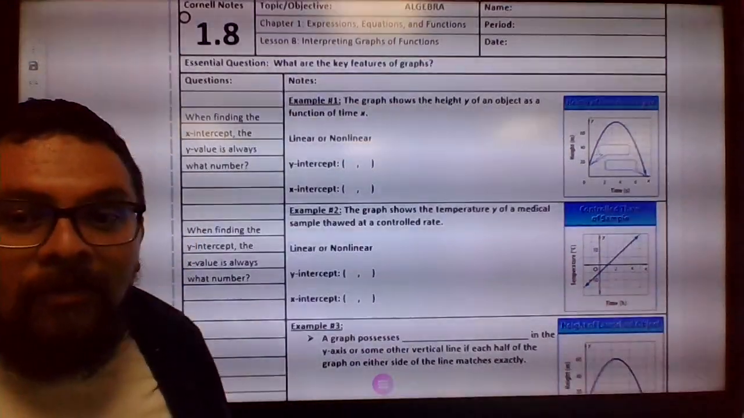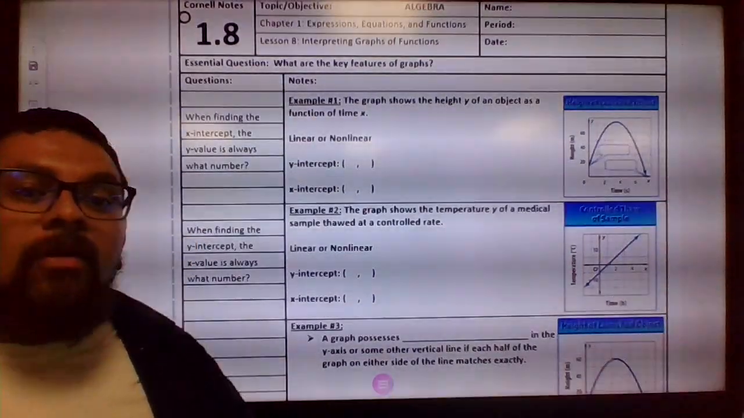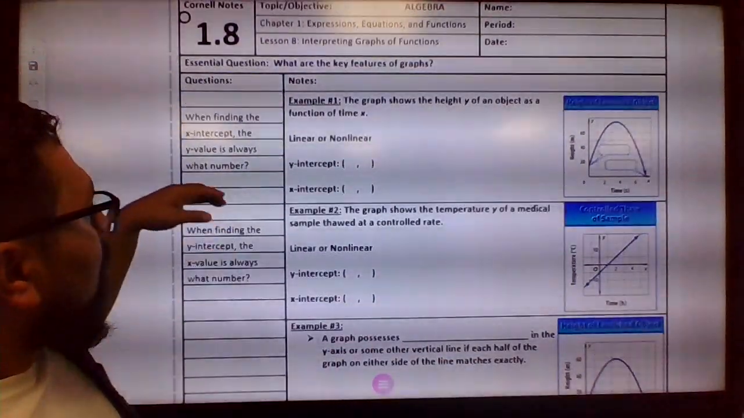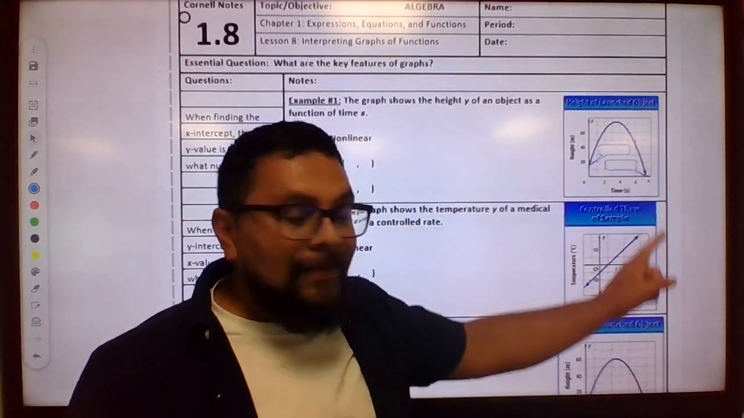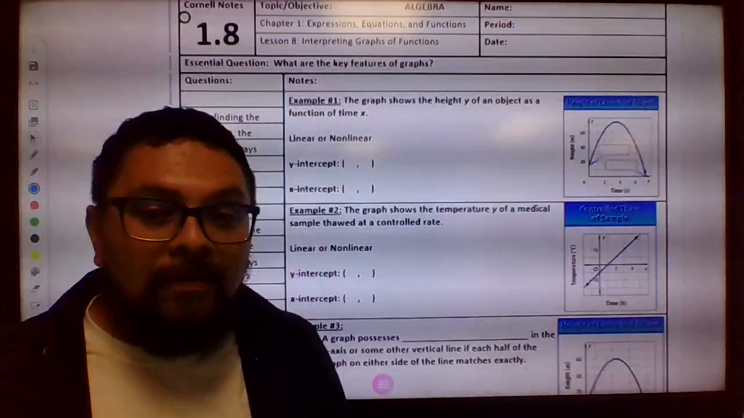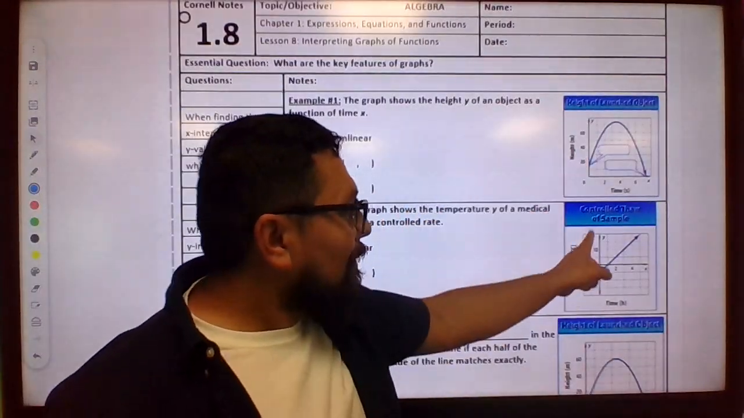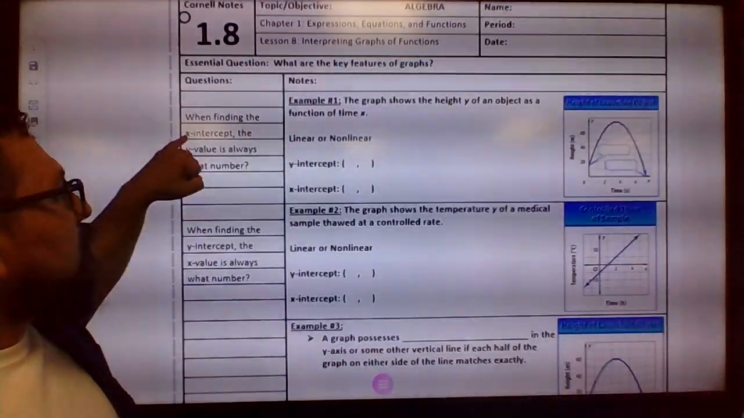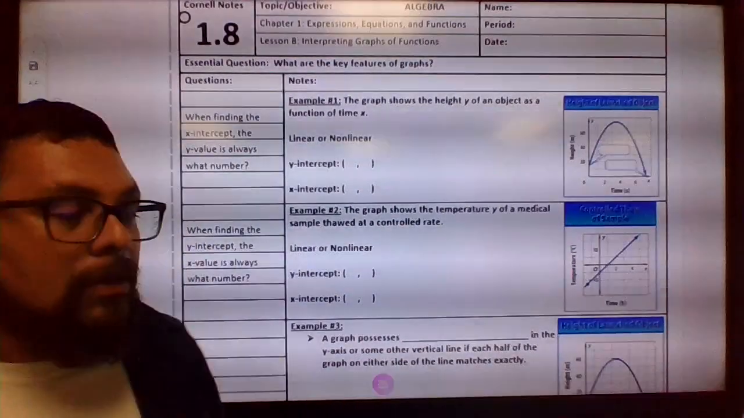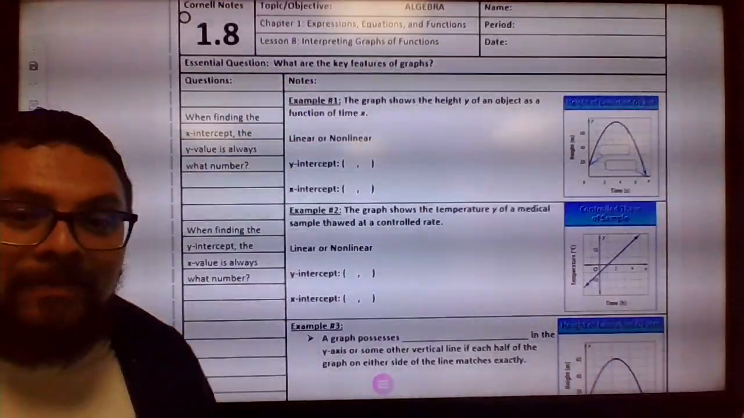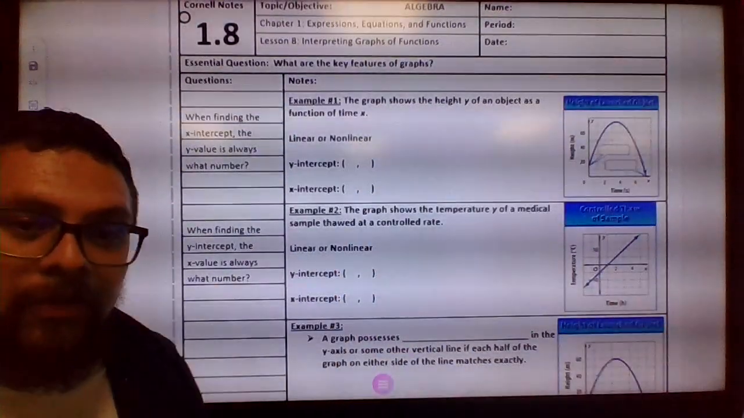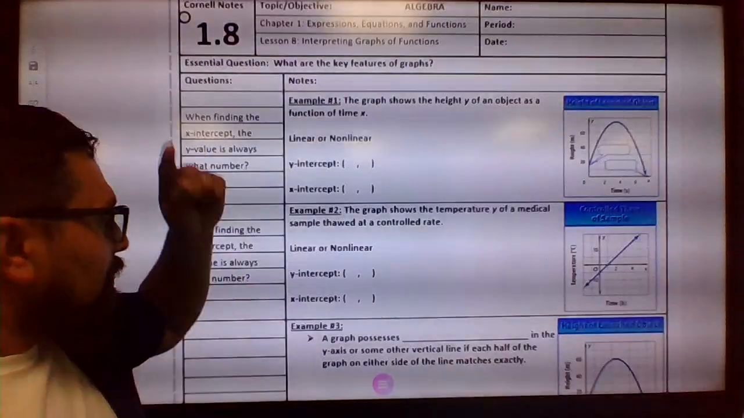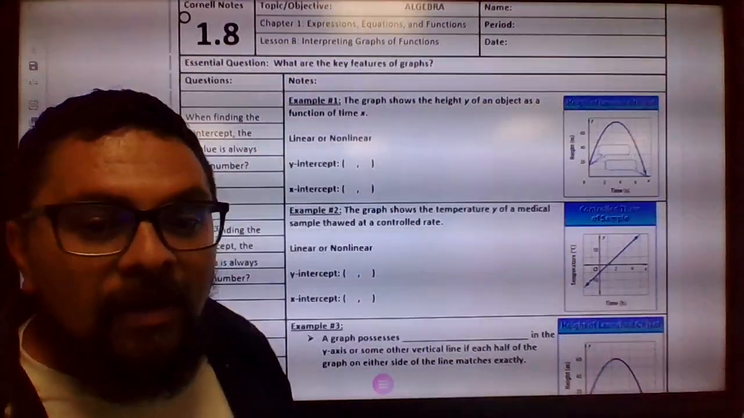And then on top of that, we also found out where they cross the x-axis and where they cross the y-axis. Where it crosses the x-axis, it's called the x-intercept. Where it crosses the y-axis, it's called the y-intercept. And we found out when it's an x-intercept, y is always 0. When it's the y-intercept, x is always 0. We did that in another video, so if you haven't seen that one, go ahead and check that one out. All right, so let's continue on to example number 3 and see some characteristics of graphs.